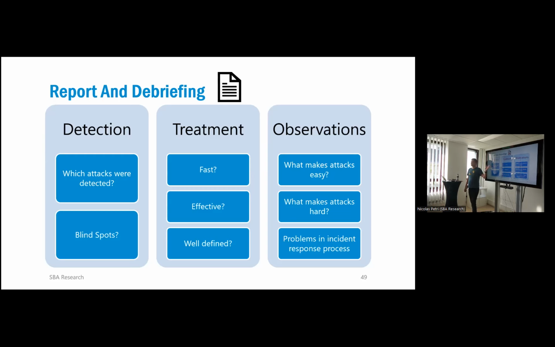So which attacks were detected, and of course blind spots. Like this could be, I don't know, something stupid. There's no antivirus installed on clients. Doesn't make much sense, but could be one of those. Are there any blind spots? Was something not detected? And then, of course, we have to talk about the treatment. Was it fast? Was it effective? And was it well defined?